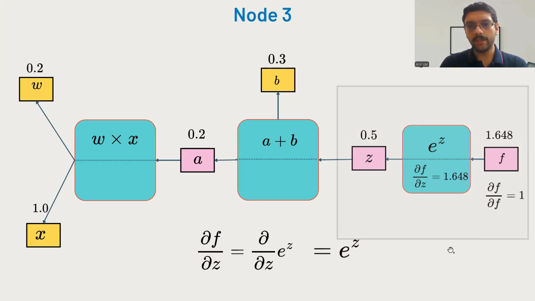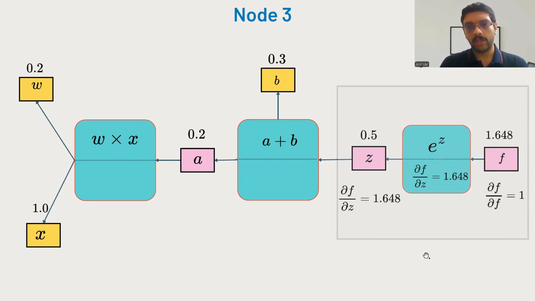Now, what's the local gradient? It's ∂f with respect to ∂z, right? So ∂f/∂z is ∂/∂z of e to the power of z, which is e to the power of z. And e to the power of z we know is 1.648. So we've got this value. We have nothing to chain it with. You can technically chain it with ∂f, but that's 1. And so what's pushed back is ∂f/∂z, which is the derivative of the output of the graph with respect to this intermediate variable z, and we have the value 1.648.